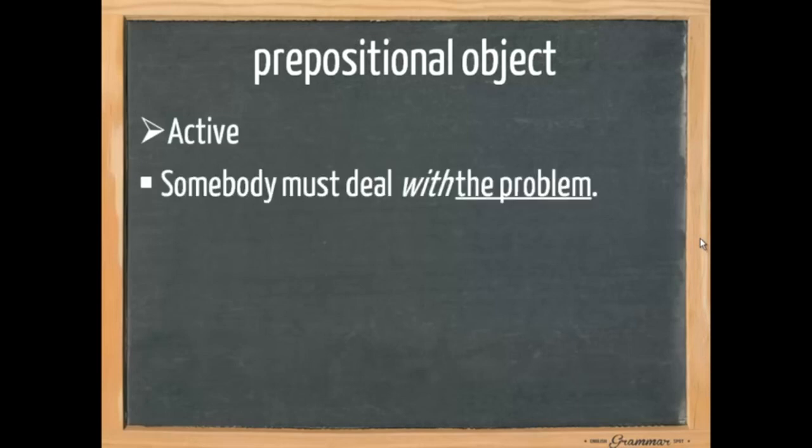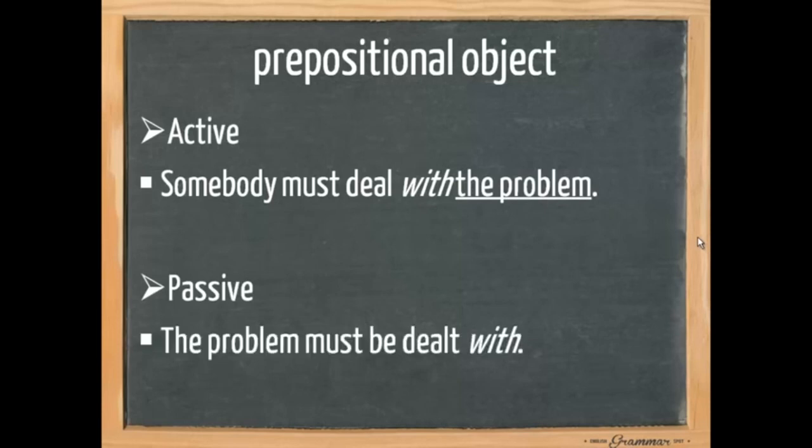We also have such a thing as a prepositional object. Somebody must deal with the problem. So "with the problem" is what we call a prepositional object. To make it into a passive, we do the following. The problem must be dealt with. So remember, "must" here is a modal. We add "be" and then the past participle form of "deal," which is "dealt." So the problem must be dealt with, and then we put the preposition at the end of the sentence.